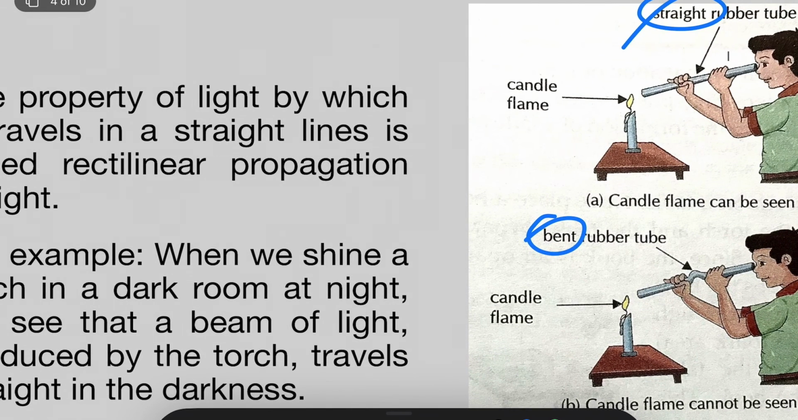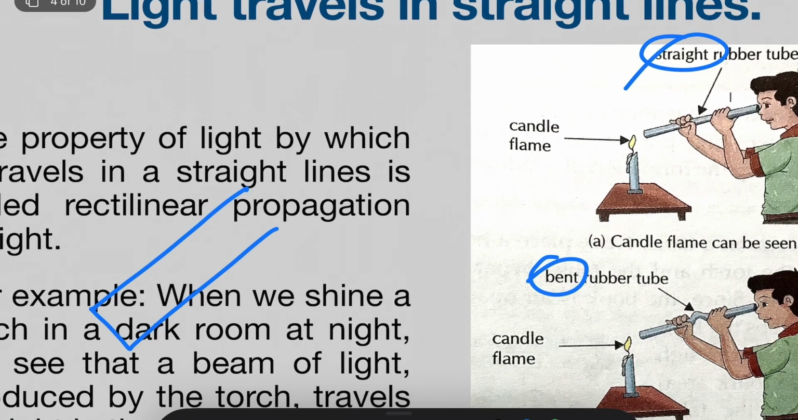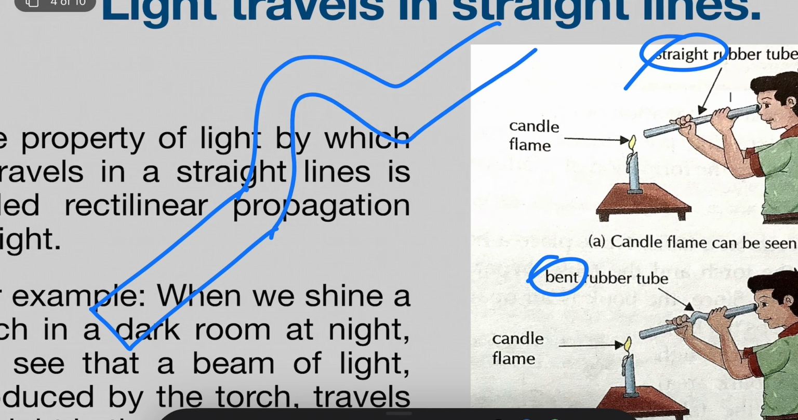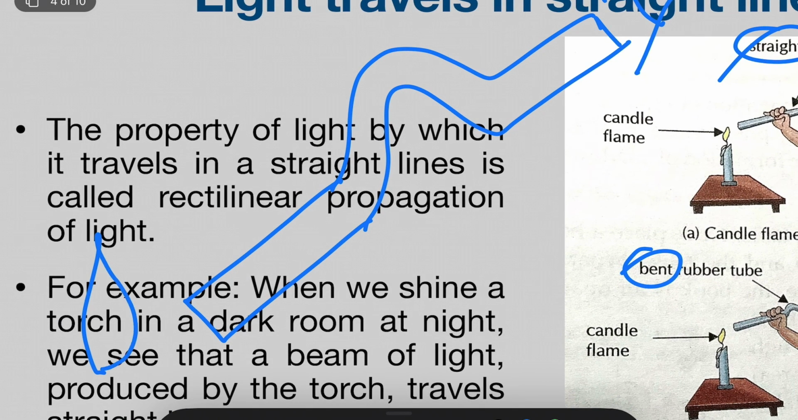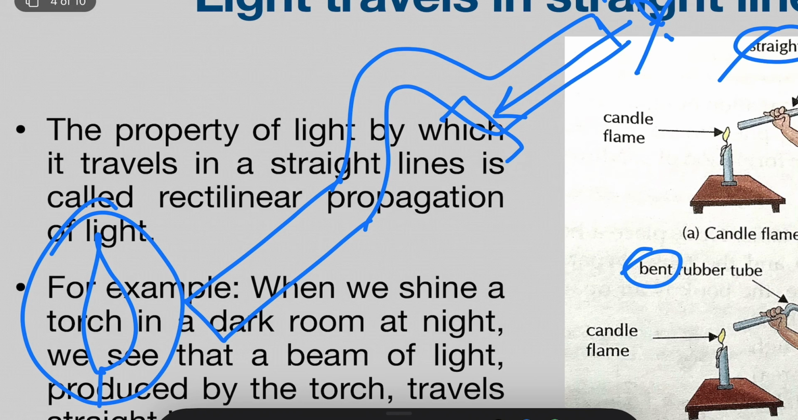I'll draw the size of the tube bigger so that we can apply logic better. Suppose this is the tube and your eye is at the top side and a candle is burning over here at the bottom side. By our personal experience or by simply applying simple logic, we can know that this eye will not be able to see this candle. He or she will only be able to see this portion of the rubber tube but not the candle light.